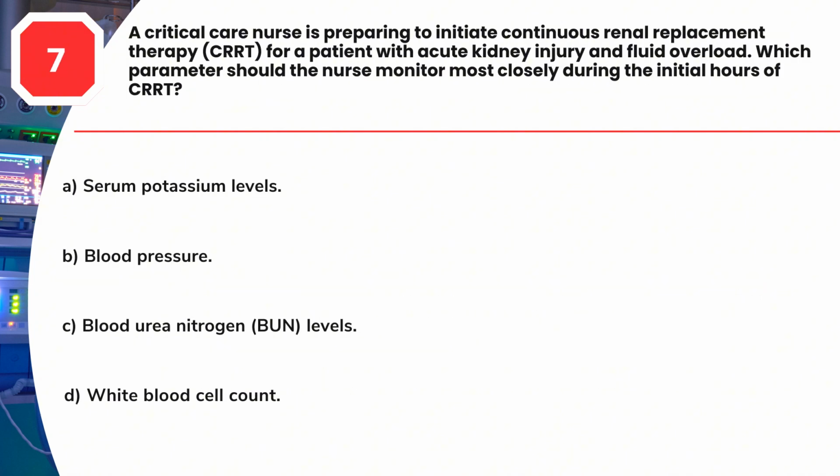Question 7. A critical care nurse is preparing to initiate continuous renal replacement therapy, CRRT, for a patient with acute kidney injury and fluid overload. Which parameter should the nurse monitor most closely during the initial hours of CRRT? A. Serum potassium levels. B. Blood pressure. C. Blood urea nitrogen, BUN, levels. D. White blood cell count.